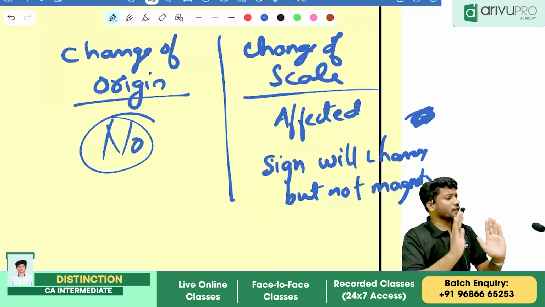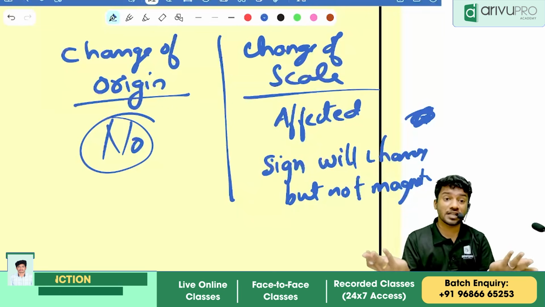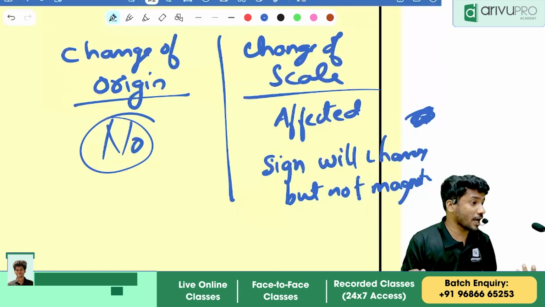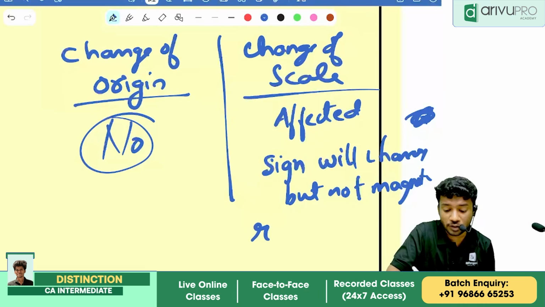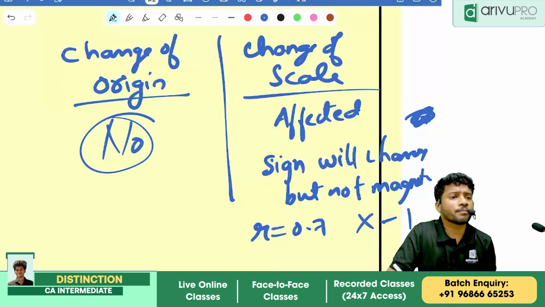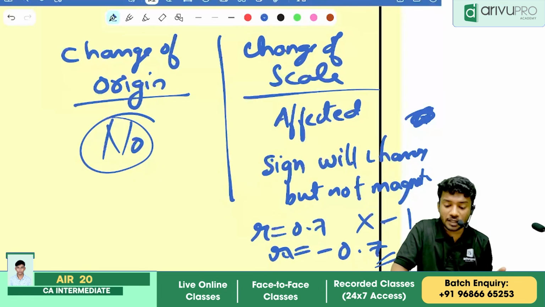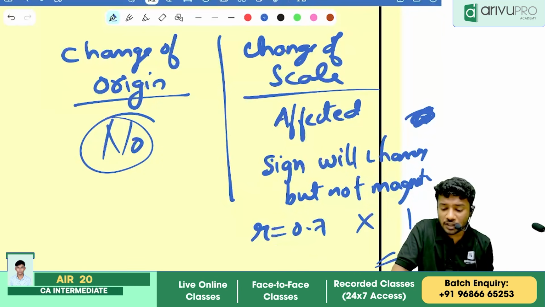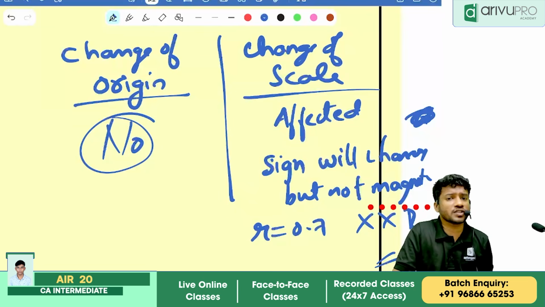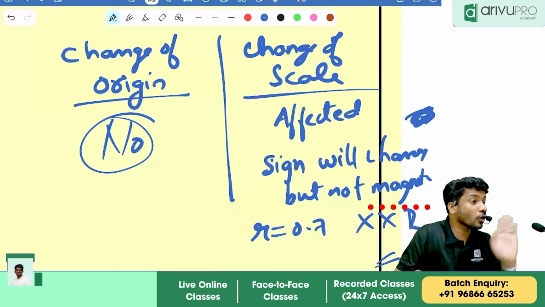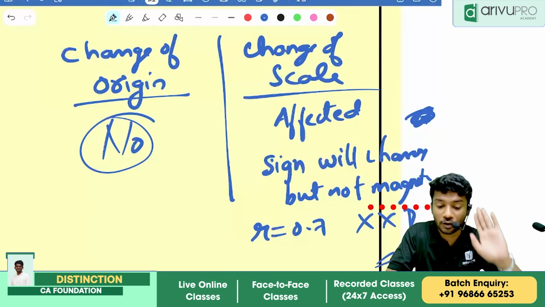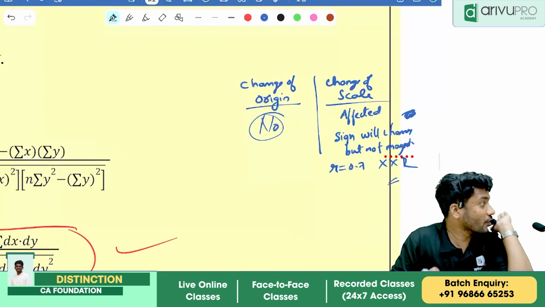What do you mean by that? The sign of the correlation coefficient might change. If I multiply it with a negative value, for example, the R value is equal to 0.7. If I multiply it with -1, then the correlation coefficient will become what? Minus 0.7. But people, if I multiply it with 2, will the correlation coefficient change? No. Only in sign it might change, not in magnitude. Keep a note of it. Very, very important.